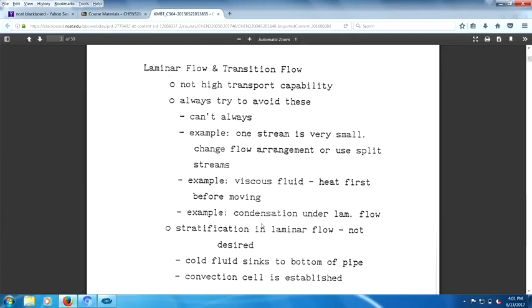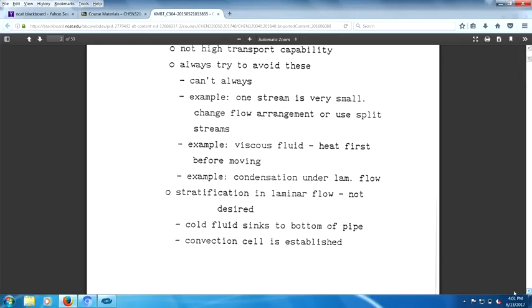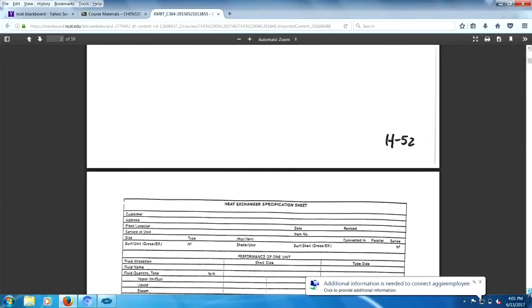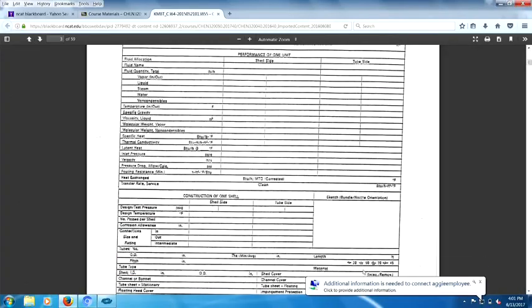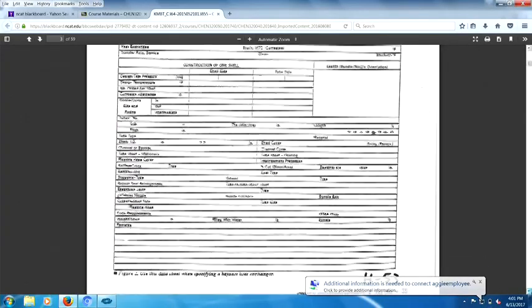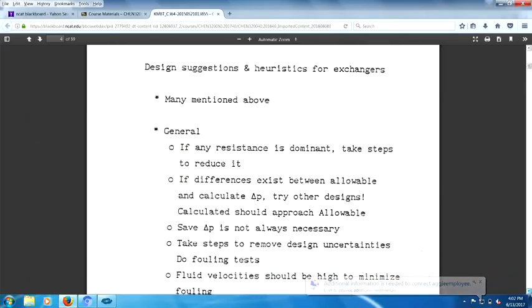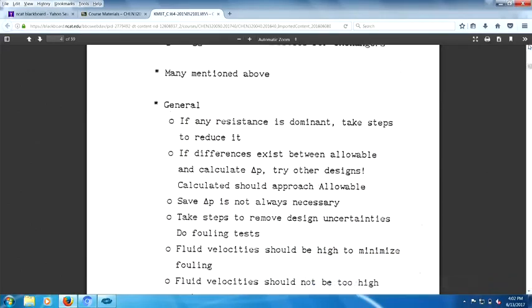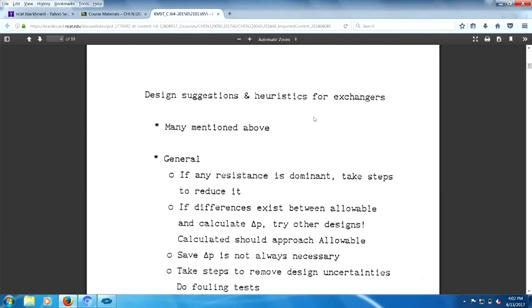See, in laminar flow, you have viscous fluids, so you need to get those hot as soon as possible, get them moving. Condensation under laminar flow, not a great idea, right? You don't want any film growth condensation. Anyway, stratification, not a good idea. Shell and tube heat exchanger, spec sheet, lots of things. Design suggestions, some heuristics here.